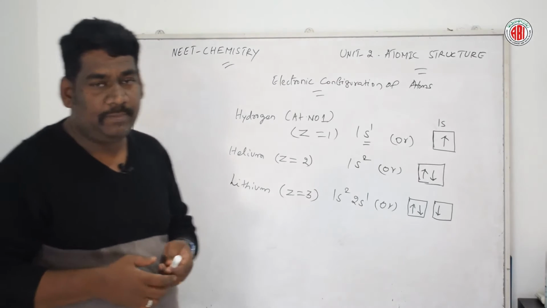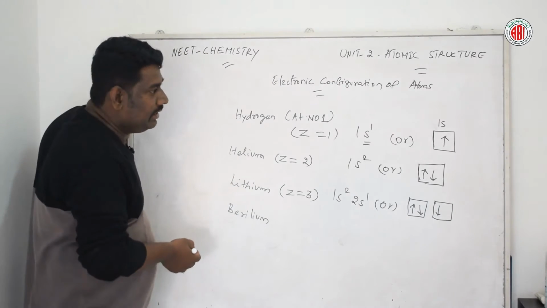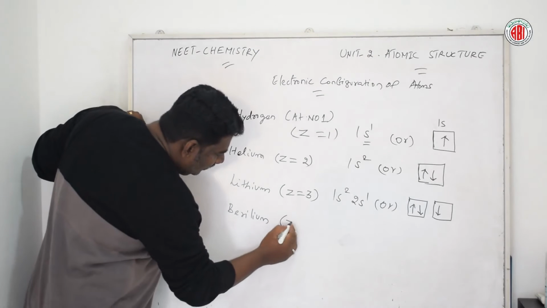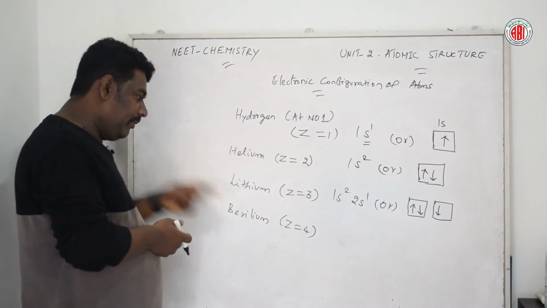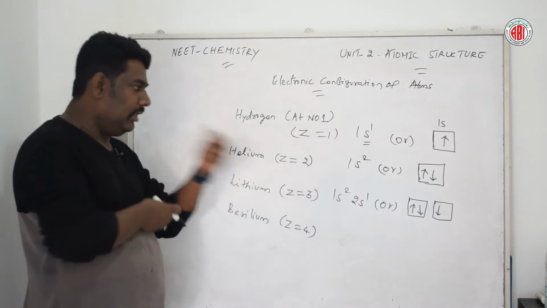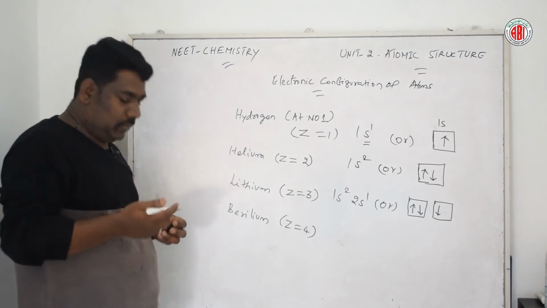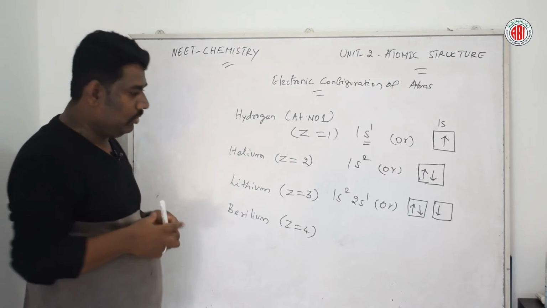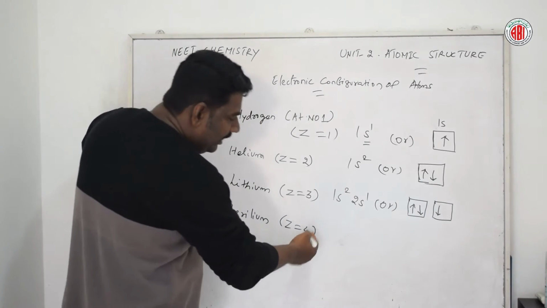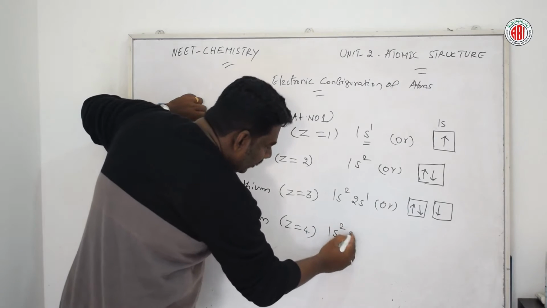Now talking about beryllium, the atomic number is Z equal to 4. So for beryllium, the number of electrons is 4, and as we know, the 1s orbital can accommodate a maximum of 2 electrons. So that could be written in the form of 1s2 and 2s2.